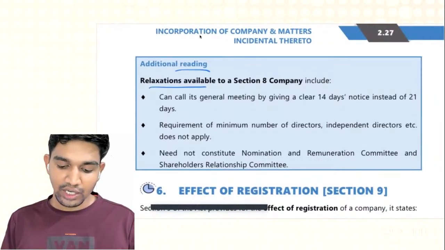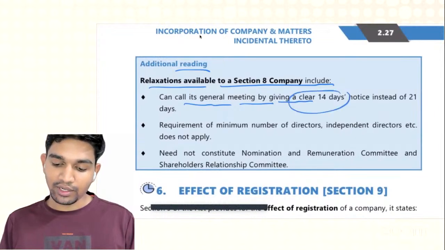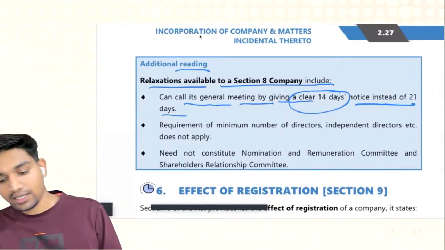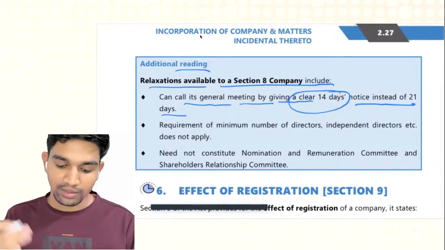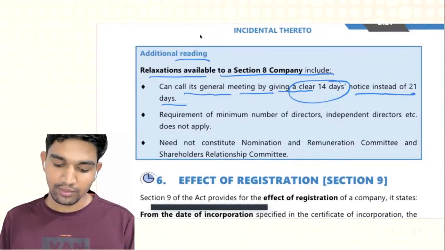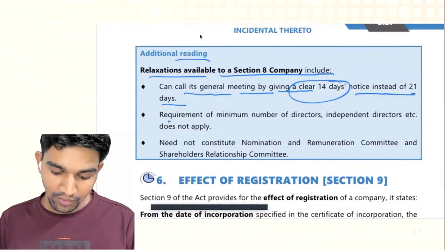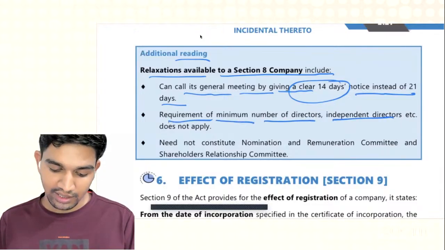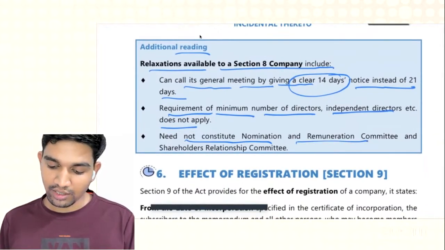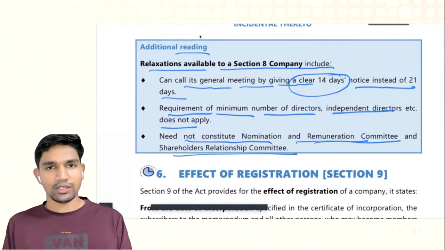Additional reading: relaxations available to a Section 8 company include that it can call its general meeting by giving a clear 14 days' notice instead of 21 clear days. For other companies there is the condition of 21 clear days, but for a Section 8 company it is a clear 14 days for giving notice for a general meeting. The requirement of a minimum number of directors, independent directors, etc. does not apply, and it need not constitute a nomination and remuneration committee or a stakeholders relationship committee. These committees need not be constituted.